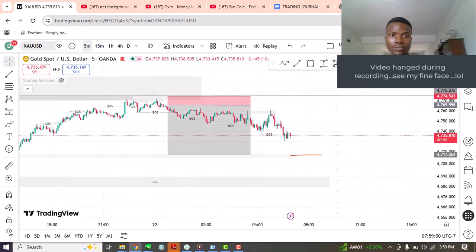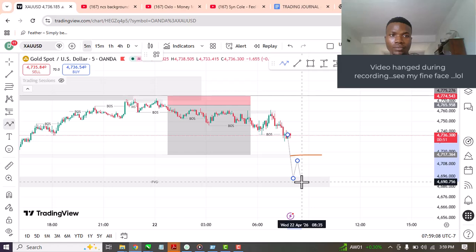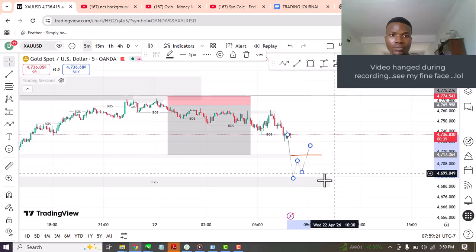Because what I'll be expecting price to do is to either come all the way down here, push up a little bit, probably... I don't want to predict price, but probably price will create a new higher low like this. Then this is where I can look out for my buy setup.